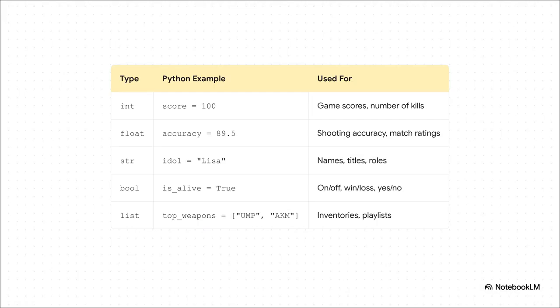All right, this table here breaks down our 5 core tools. First, you've got your numbers. Int, that's for any whole number, like your score. Then there's float, which you need for anything with a decimal point, like a super precise accuracy rating. For any kind of text, you use a string, or str. And then you have this simple but powerful logic switch, the bool, which is literally just true or false. And finally, you've got a container, the list, which is perfect for holding a bunch of other items, like all the weapons in your inventory.